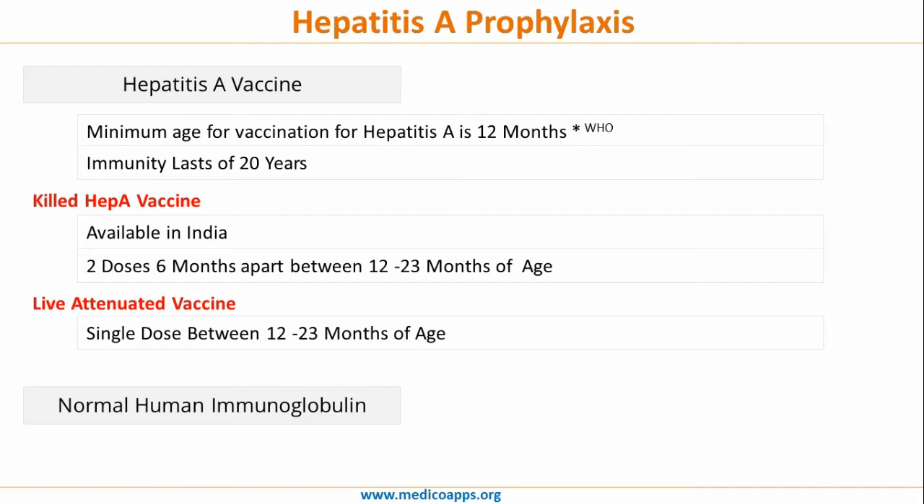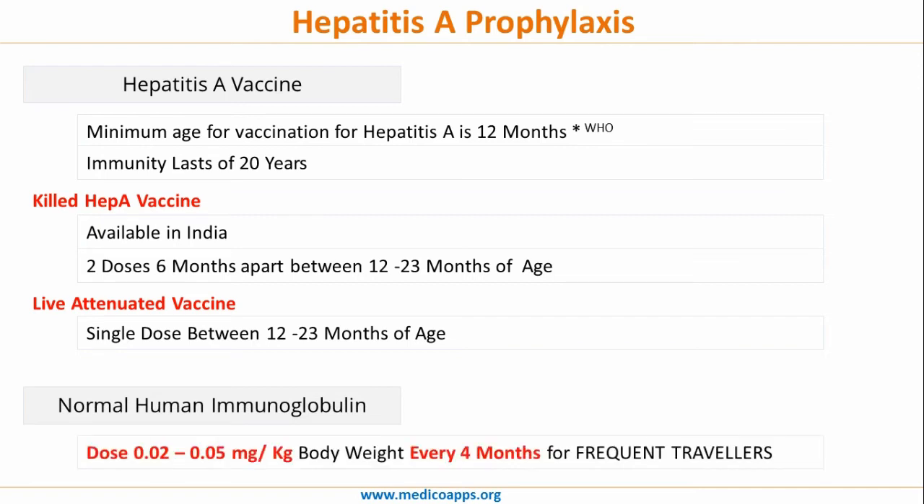And for prophylaxis, especially in cases of frequent travelers, normal immunoglobulin at a dose of 0.02 to 0.05 milligram per kg body weight every 4 months.